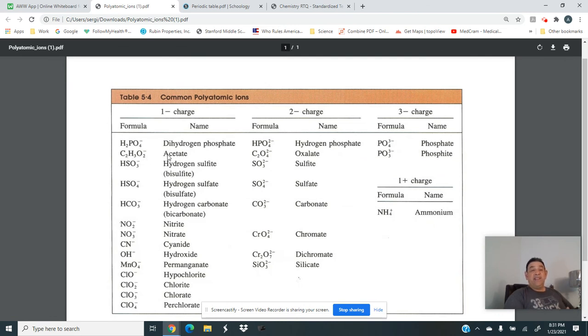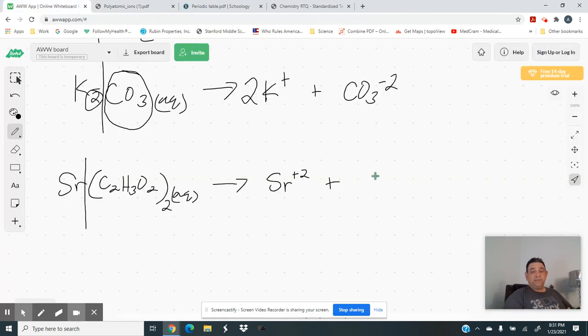Once again, there are 4 elements in that formula. 3 of them are all part of one polyatomic ion. So C2H3O2 is the polyatomic ion that we're going to work with. The whole thing together is a polyatomic ion and has a -1 charge. That's why there's 2 of these down here, because the strontium is a plus 2, so therefore we need 2 -1s to balance it out. But each one of them goes their separate ways.